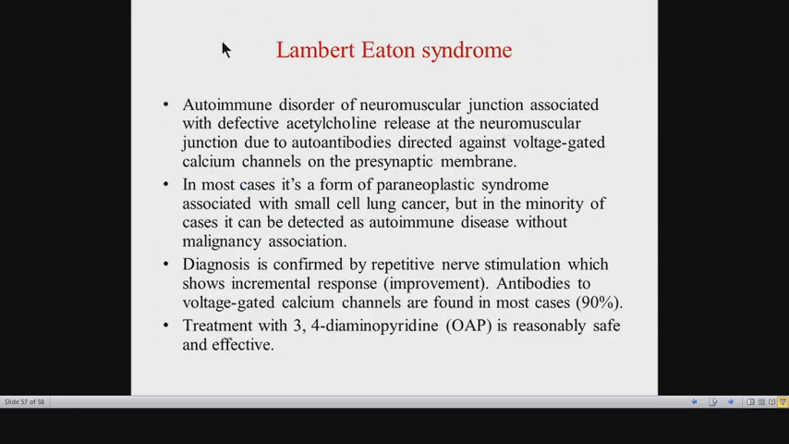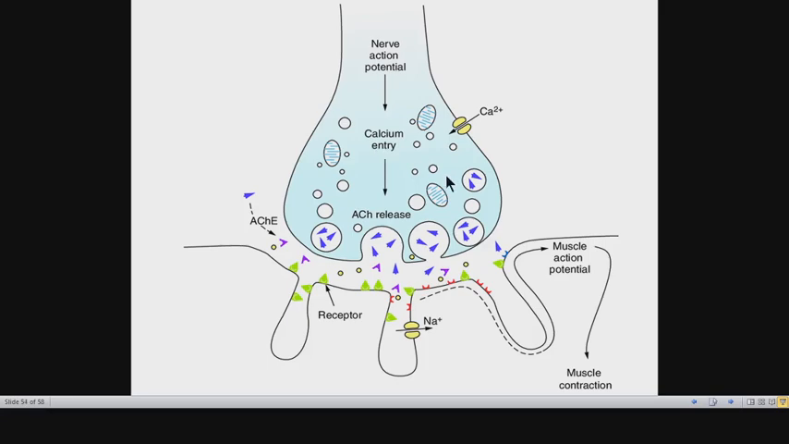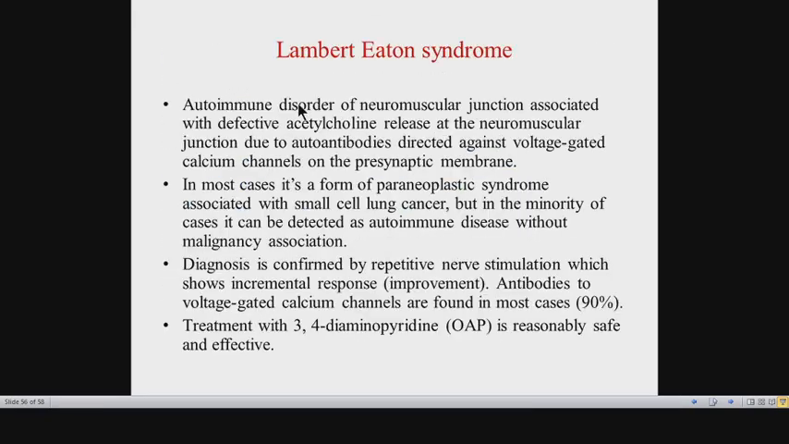نجي لـ another neuromuscular junction disorder which is Lambert Eaton syndrome. This condition is a disorder of the neuromuscular junction. وهنا we discussed أنه الديفكت is in the calcium channels، في voltage gated calcium channels which are found in the presynaptic membrane. فبيحصل inhibition of these calcium channels، فبالتالي بيكون في less calcium influx and that will lead to less release of acetylcholine.